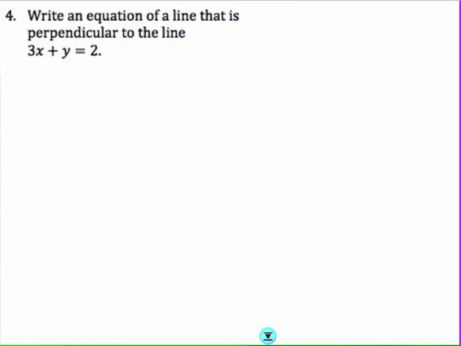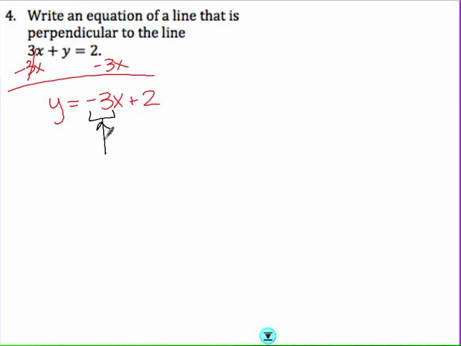If we go on to the next one, write an equation of a line that's perpendicular to this line. So first I need to figure out what the slope of this line is. I would personally put it into slope-intercept form, so subtract 3x from both sides. That would leave me with y is equal to negative 3x plus 2. In this case, I can see that this negative 3 is my slope.